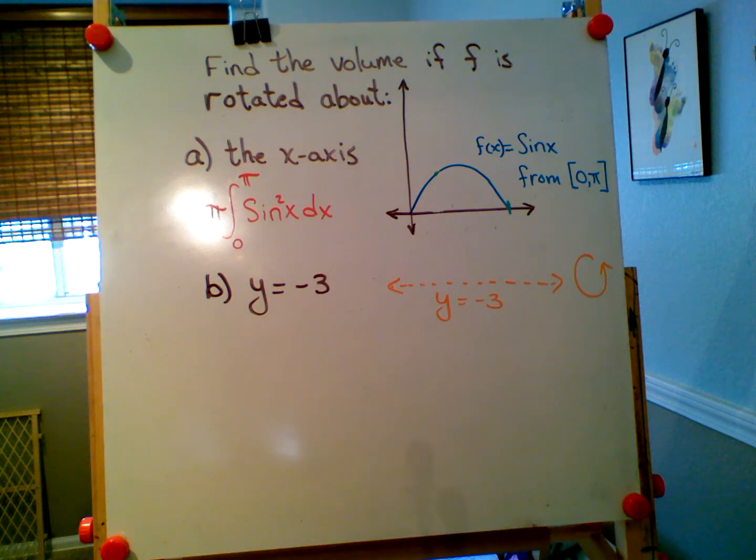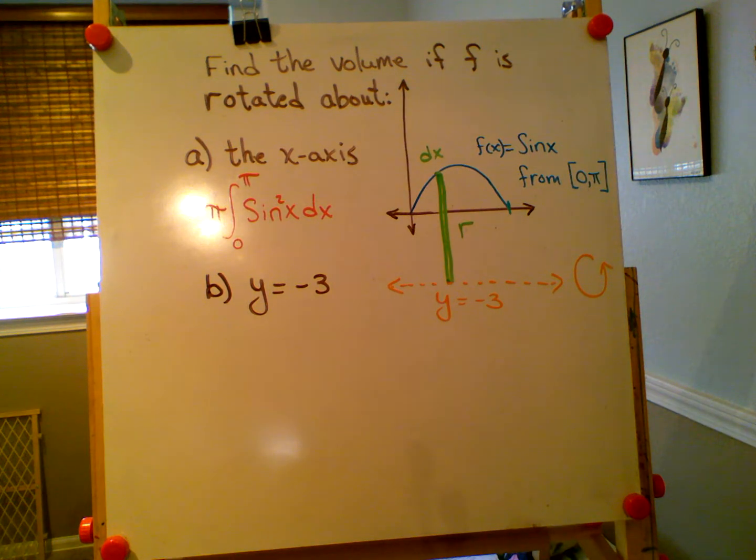What would happen to your radius here? Would it change? Would it be different? Of course it would. What do you think that radius would be? Well, we have a rectangle there that we're going to rotate around that axis. So now you can see the rectangle. If you rotate it, you get a disk. It has a thickness of dx.